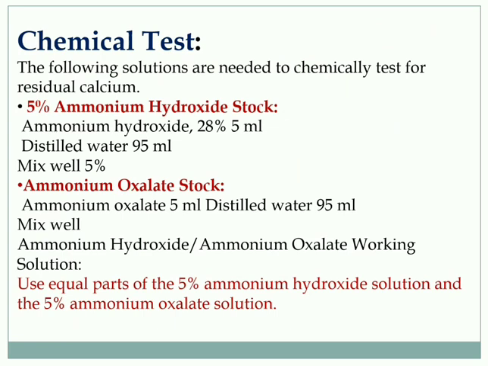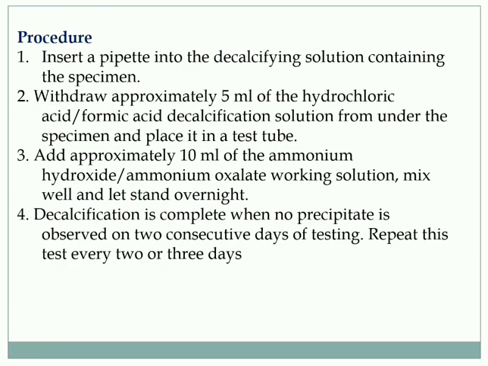Now, let's see about the chemical test. 5% ammonium hydroxide stock solution and ammonium oxalate stock solution are used in equal parts to determine the endpoint by chemical test. The procedure of chemical endpoint determination is as follows.